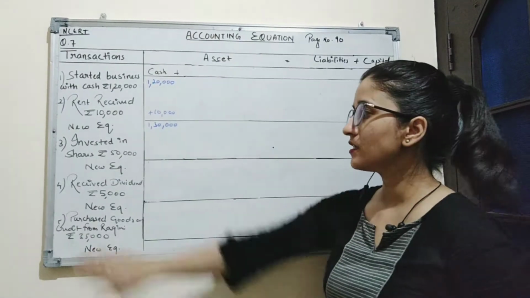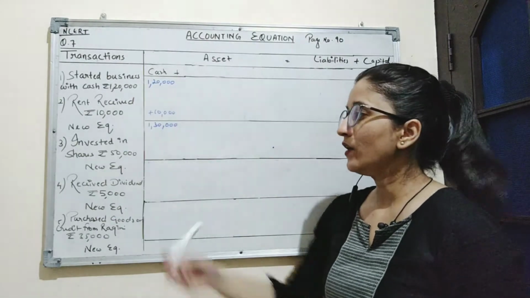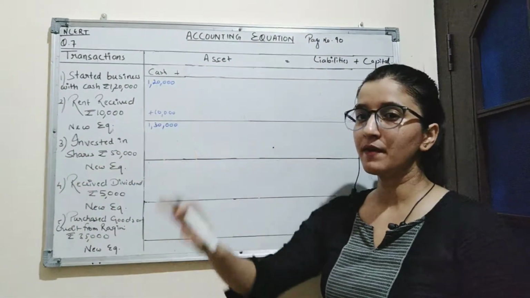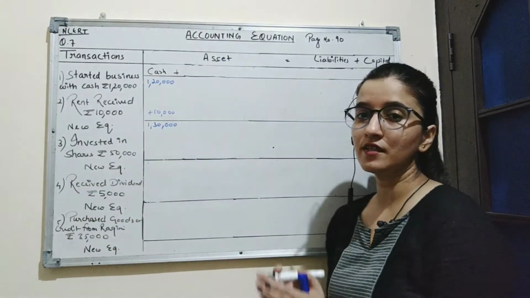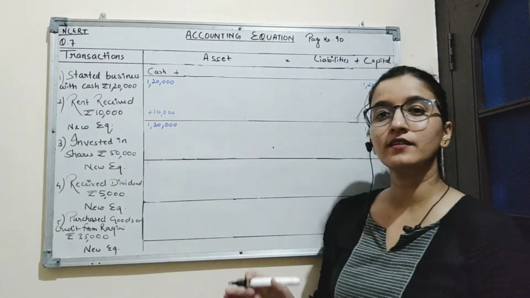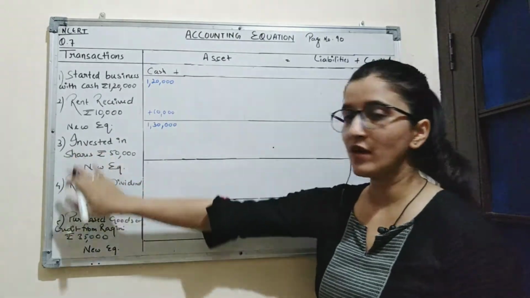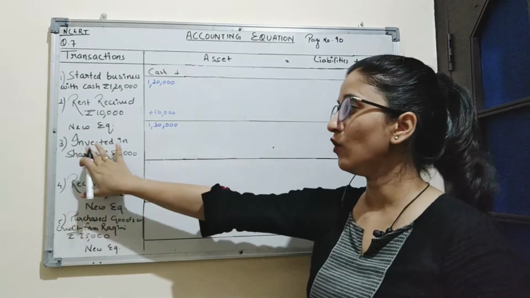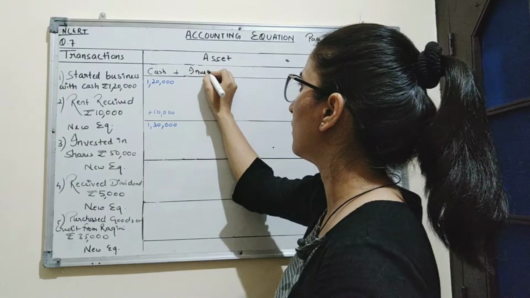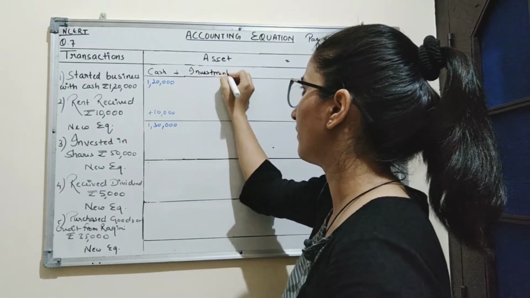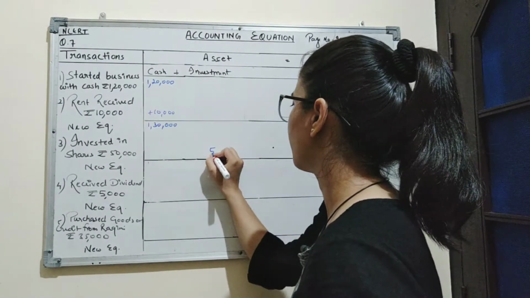Next transaction is invested in shares amounting to rupees 50,000. Now in this transaction, the company is making an investment of rupees 50,000 in shares. Investment is considered an asset because assets are the things, the benefits of which we can get in future. So here investment is considered an asset. So we will open a new column on the asset side with the name investment amounting to rupees 50,000.